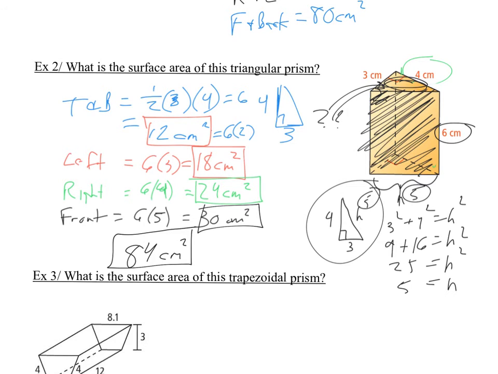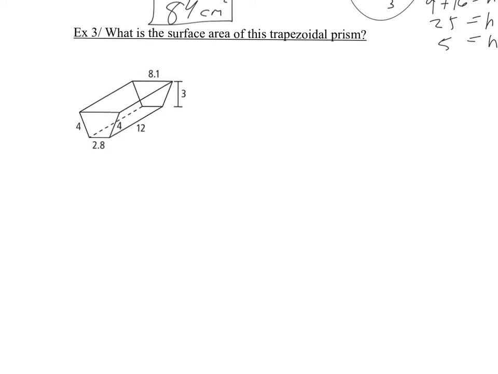Okay, guys, so one other type of prism we're going to look at is a trapezoidal prism. So the first thing I'm going to do is I'm going to look at the front and the back, right? So I'm going to do 2 of these, right? But what is that? That is a trapezoid.